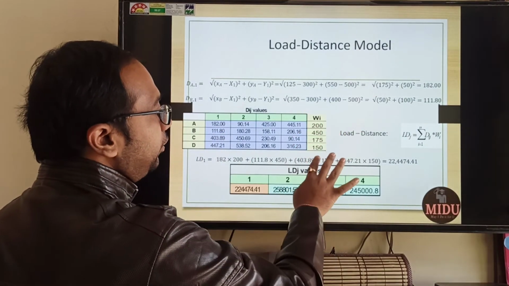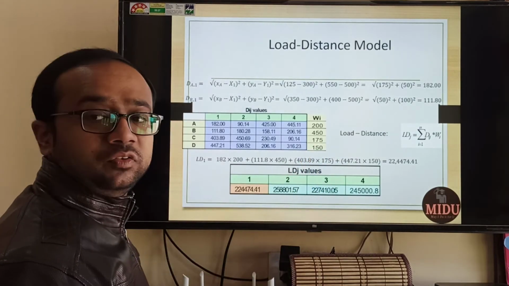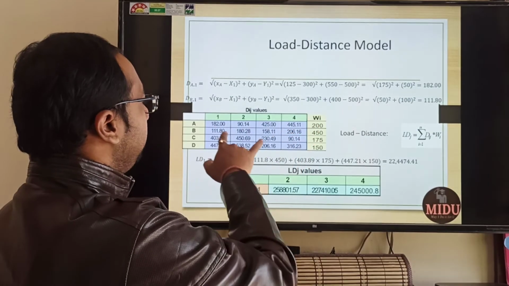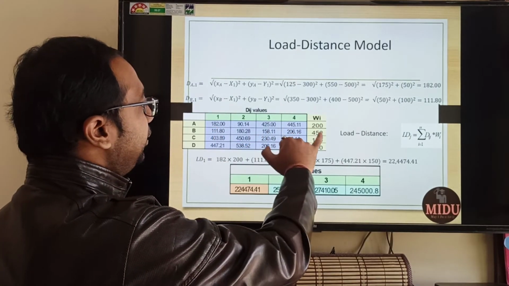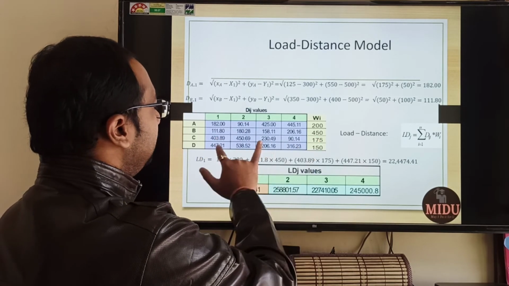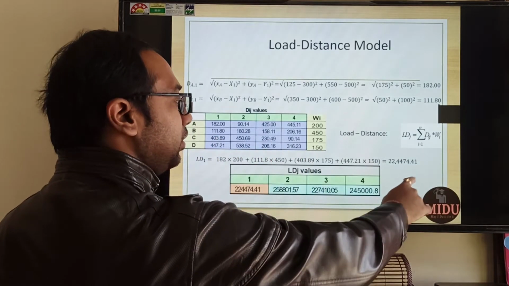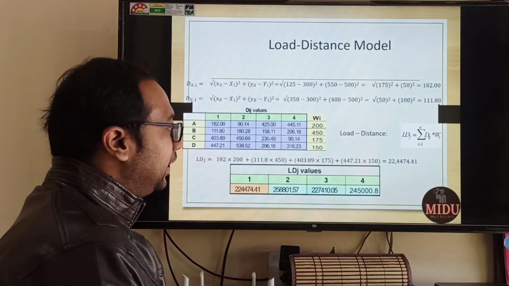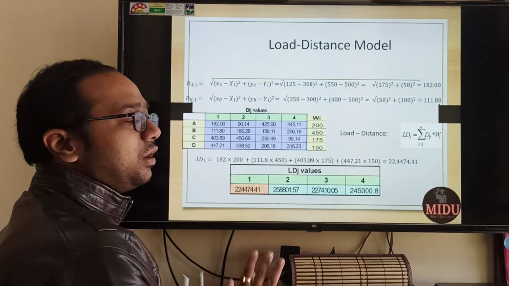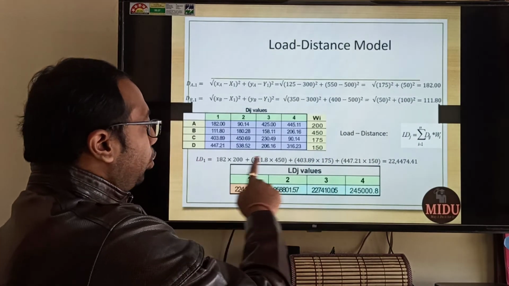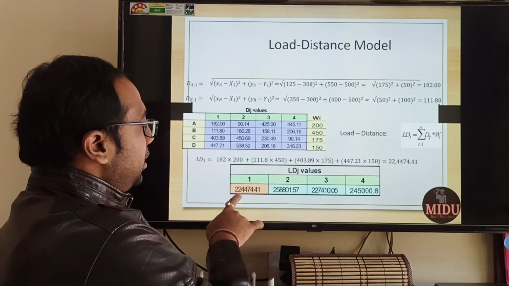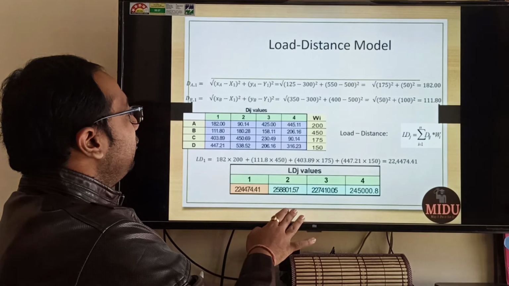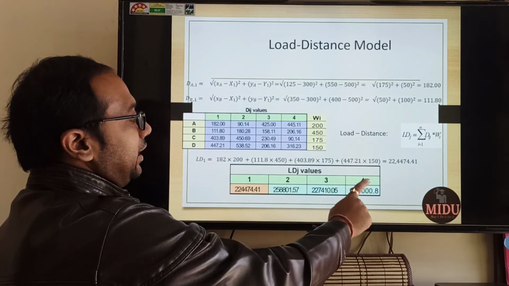Then here we have weight of this. Now we need to calculate the load distance. How to do that? So 182 into this weight of 200 plus this figure 111.8 into 450 plus this into this. Similar. You do this calculation. If you are not able to solve it, write us in comment section. We will do the solution again. But this is simple mathematics distance formula calculation, so not spending much time on it. So load distance of 1 will be this particular figure, 224474.41. We write it here. Similarly, we will calculate for LD2, LD3, LD4.